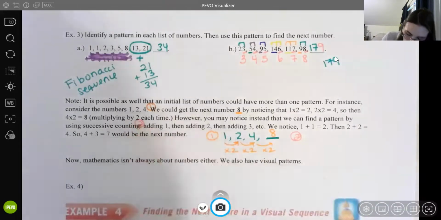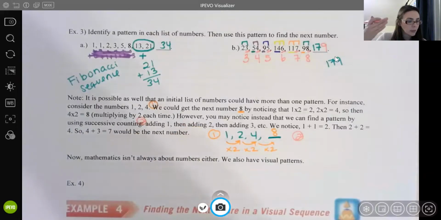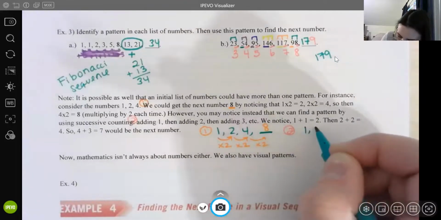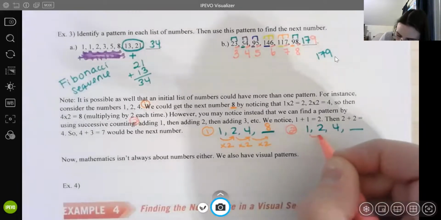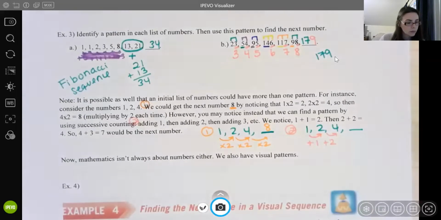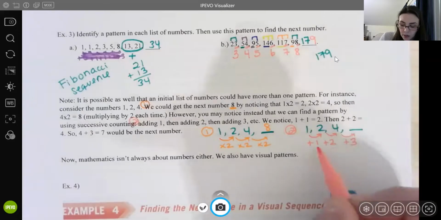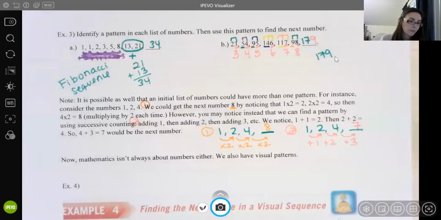So here's the second pattern. And it's called successive counting, meaning that we're adding 1 each time we count. So successive counting means to add 1 more each time you're counting. So for instance, let me rewrite this. 1, 4. So here we're adding 1. Then here we've added 2. So if we're following this pattern, then next we should add 3. So this is called successive counting. So you're adding 1 each time. So then 4 plus 3 would be 7.